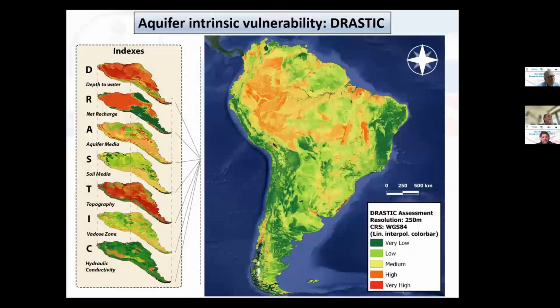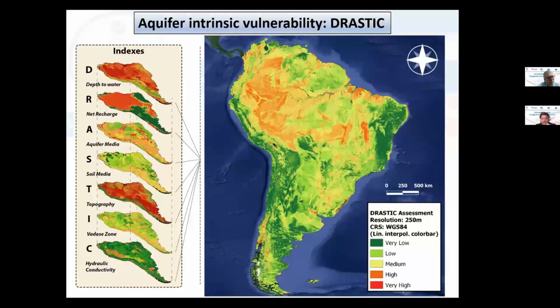As we can see, we created a single map for each parameter. We can see here in the PowerPoint that each one has a spatial resolution of 500 meters by 500 meters, and was classified from very low to high vulnerability. Then, using a spatial raster calculator, we created the final map of DRASTIC elaboration. The whole continent was divided into 5 classes of vulnerability, ranging from very low to very high.